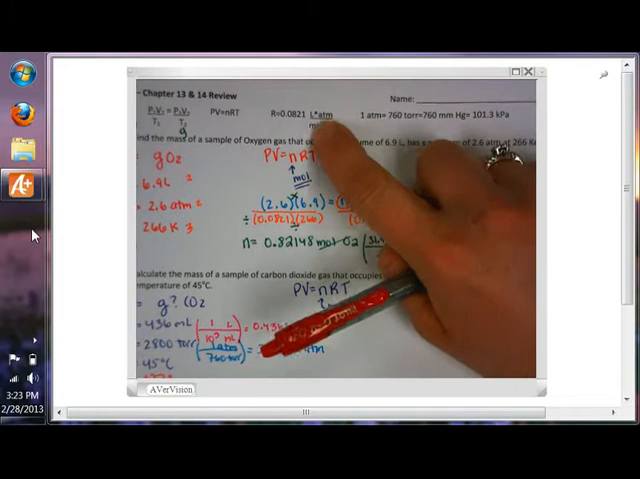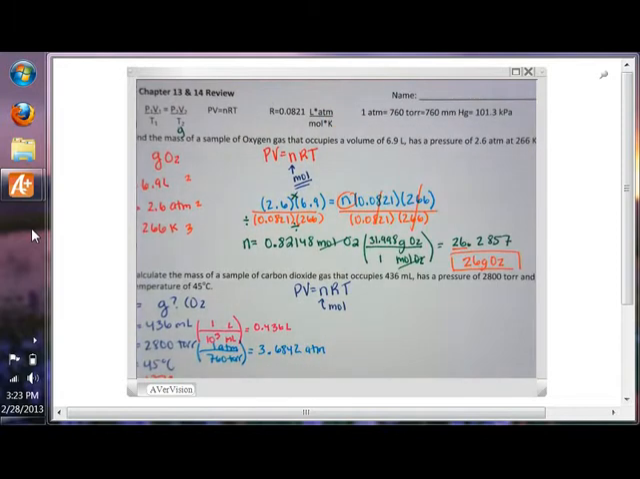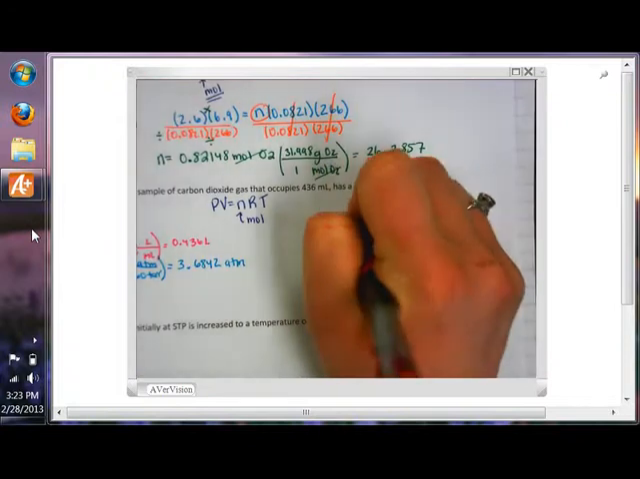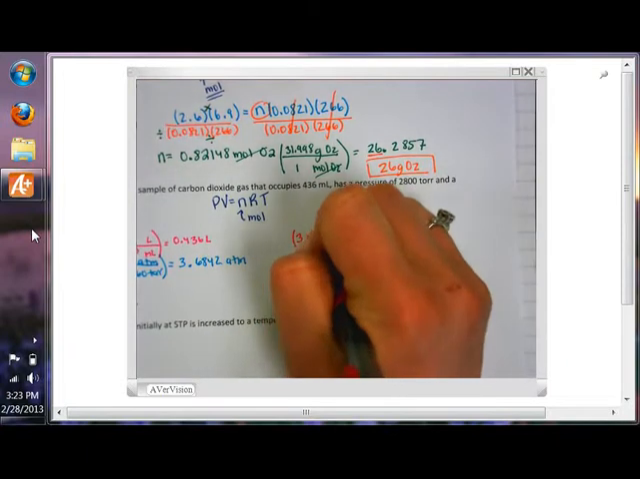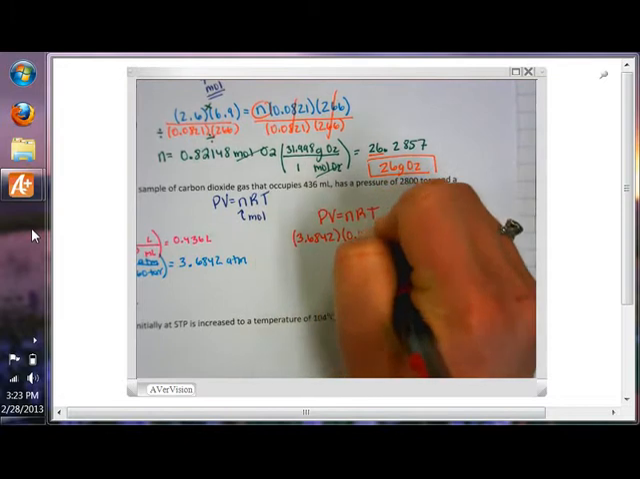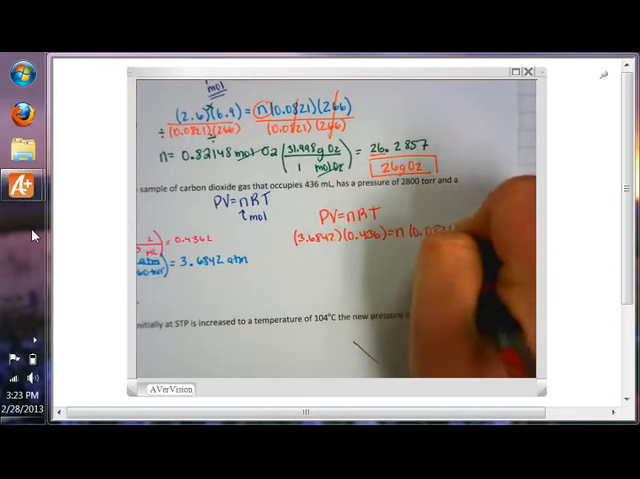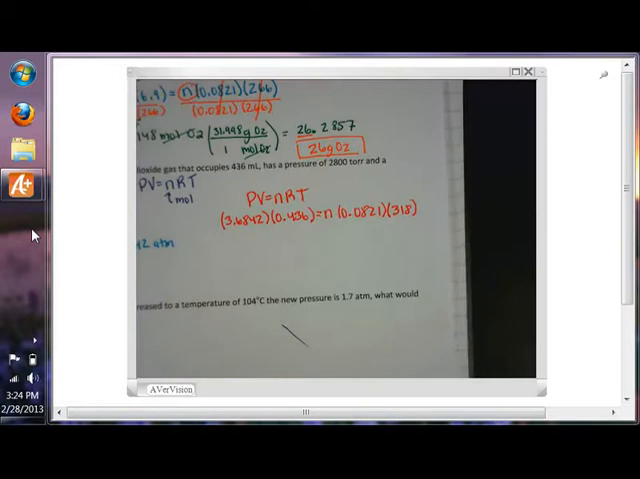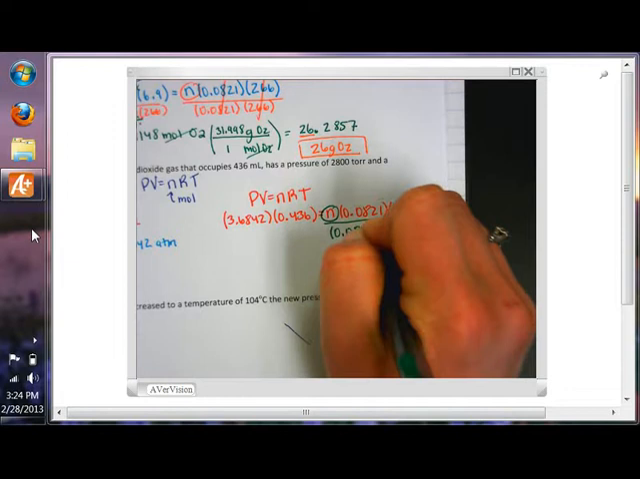So now I can go ahead and plug everything into PV = nRT. I'm just going to rewrite PV equals nRT. I'm going to plug and chug. Pressure is 3.6842. Volume is 0.436. I'm solving for n. R is 0.0821, and temperature is 318. So I'm going to solve for n. I divide each side by 0.0821 and 318. Those cancel.